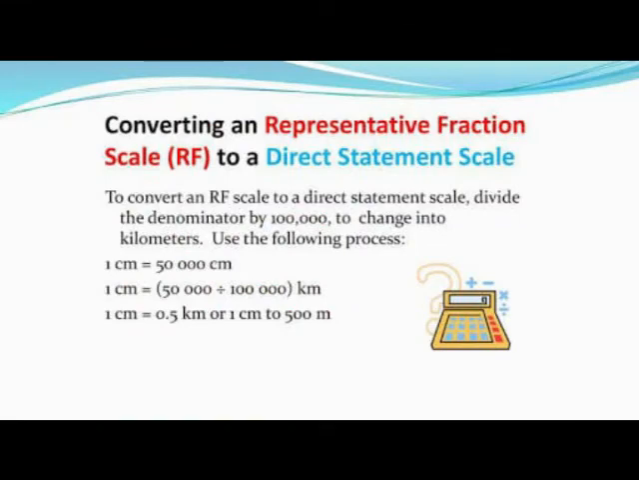Now let's study some conversions. The first one will be converting a representative fraction to a direct statement scale. To convert RF of the scale to a direct statement, we divide the denominator by 1 lakh to change into kilometers. And to change it into meters, we divide it by 100. Now as the units have to be the same, 50,000 when divided by 1 lakh comes to 0.5 kilometers, or when divided by 100 comes to 500 meters.